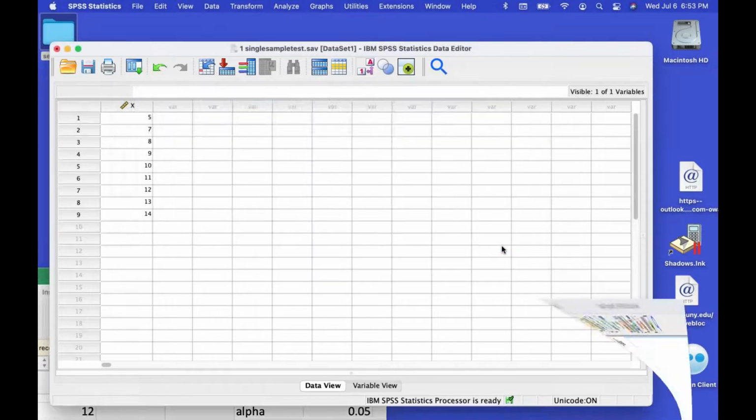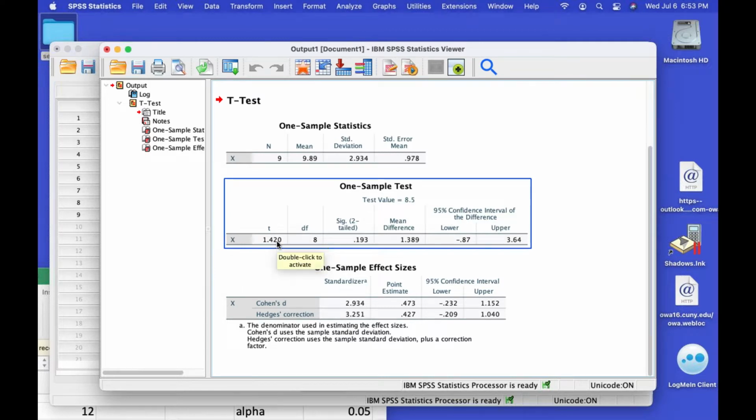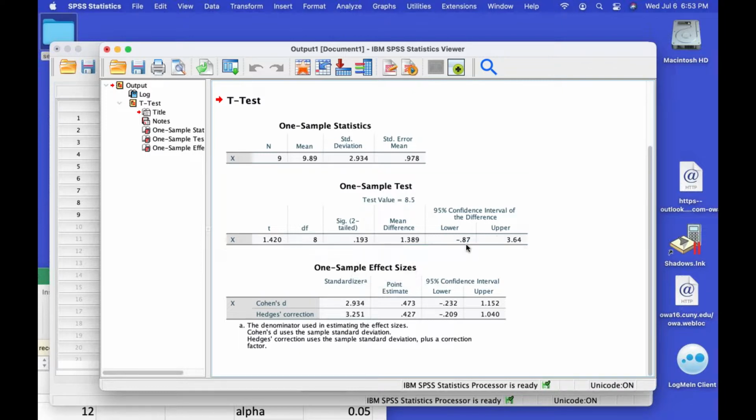Our output window is going to come up, and it's going to do the t-test. So what is the t? The t came out to be 1.42, the same thing as we calculated in Excel. The degrees of freedom is 8. The two-tailed significance, which we didn't bother to calculate when we failed to reject the null hypothesis, came out to be 0.193. It also calculates a confidence interval, and you'll notice that 0, no difference between the two means, is inside this confidence interval. That's another reason we failed to reject the null hypothesis.